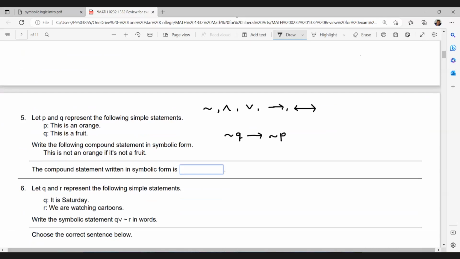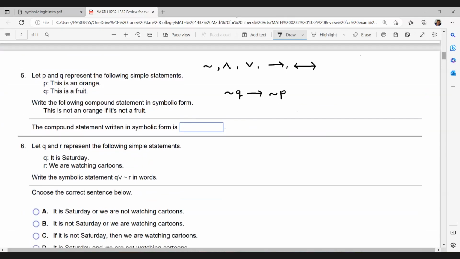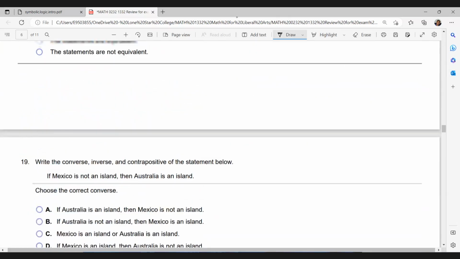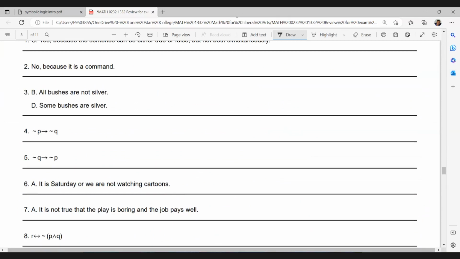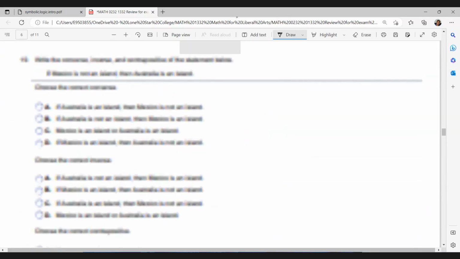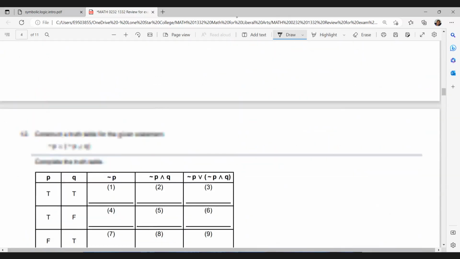All right, and let's see what they said. I feel like they were trying to be a little bit tricky here, putting in the "if" and not the conditional. If it's not a fruit, then this is not an orange. Let's go to the answers and see what they say. Okay, yes, look at that. They were just trying to write a conditional statement, but they were being a little tricky there.